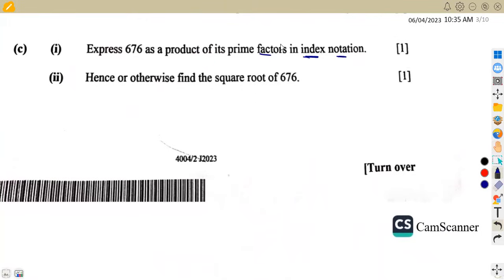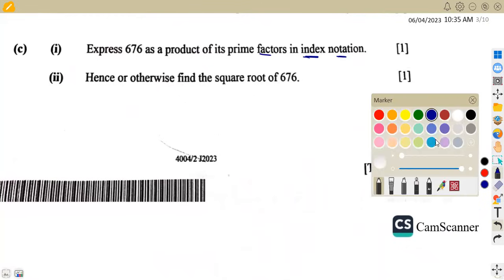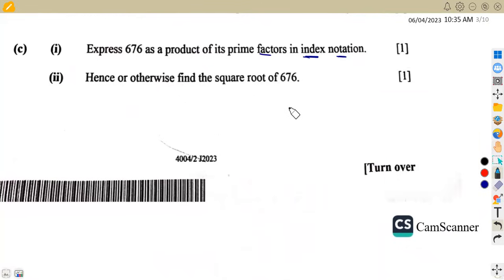How is this possible? Remember that as a product of its prime factors, what I'm going to do is divide by the smallest prime number, which is 2. This is paper 2, guys. 676 divided by 2, you get your answer directly on your calculator, which is 338. Again, you try 2. 338 divided by 2 from your calculator will be 169.